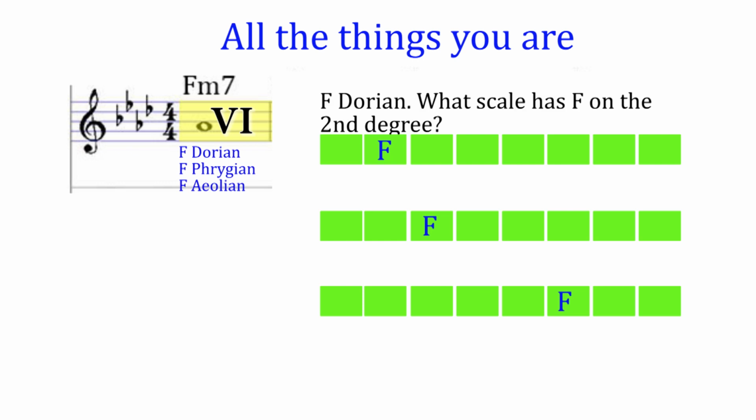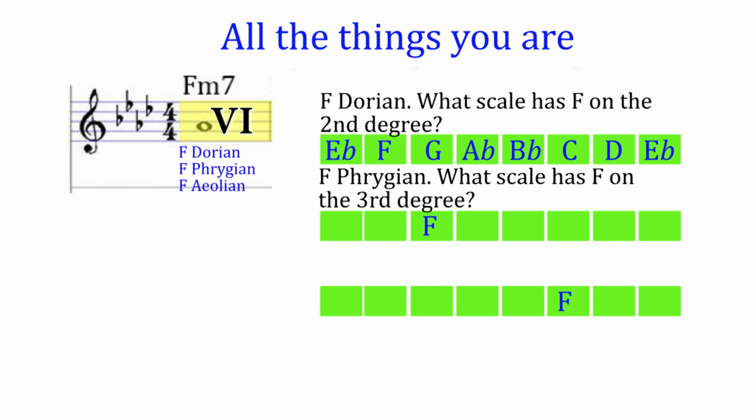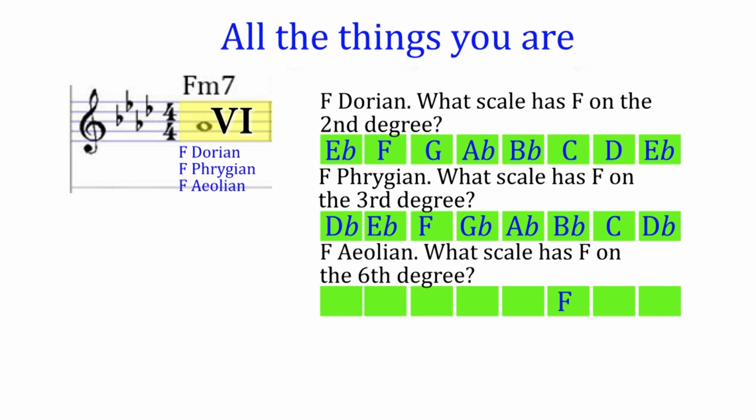Ask yourself the question, what scale has F on its 2nd degree? The answer is E flat major. So we would use the E flat major scale starting and ending on F. This will give us the F Dorian scale. We also have F Phrygian. Well, D flat major has F on its 3rd degree. And lastly, we have F Aeolian. And A flat major has F on its 6th degree.